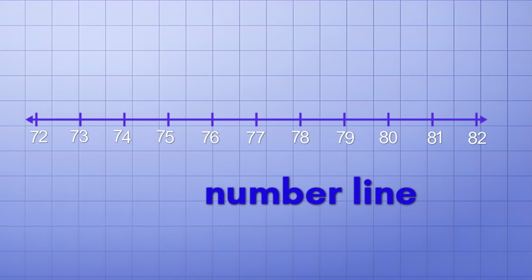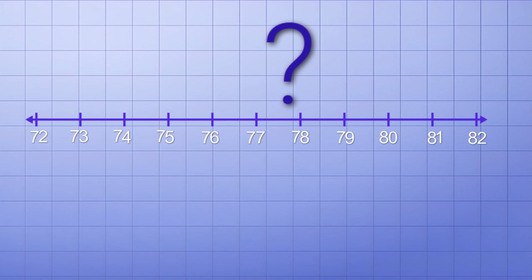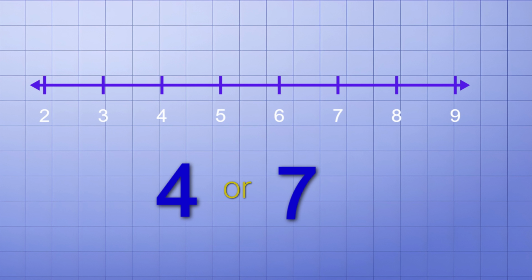Oh, but why do we care? Well, imagine I ask you this question. Which number is greater, 4 or 7? You might already know the answer, but the number line lets you see why 7 is greater. Since 7 is further to the right than 4, it is the larger number. And that is the number line.